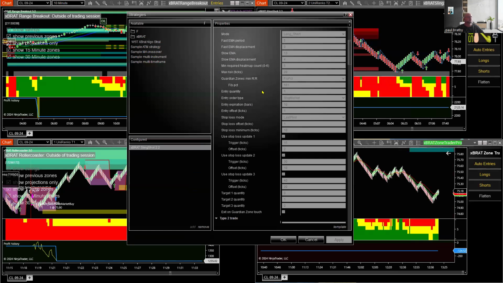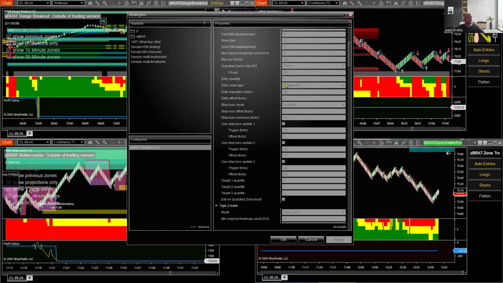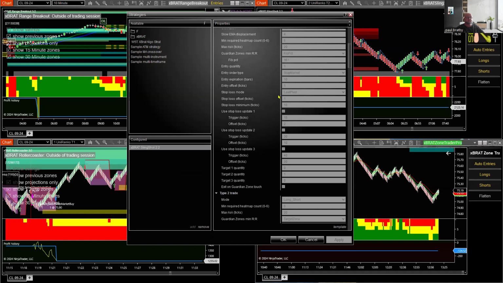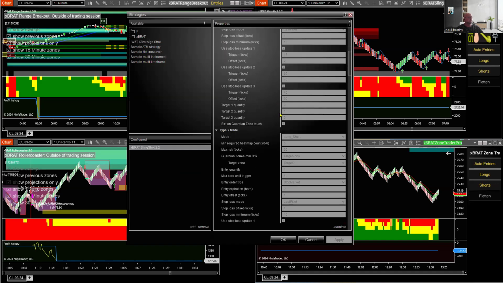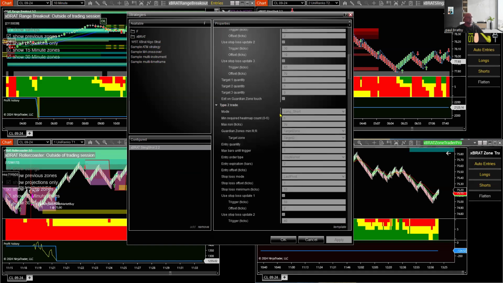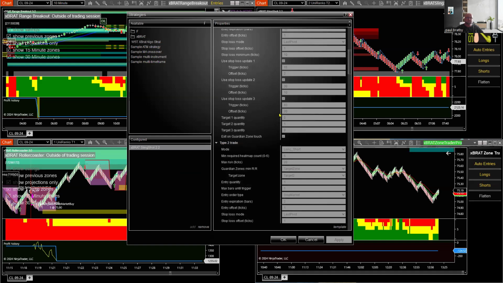Things that change, and they don't change very often, are things like the Guardian zones, risk to reward, that sort of thing. So before you load the new template up, take a screenshot of those, and people share them all the time in the teams. Load the new one up, see where the differences were. It's just a little bit of work, and that's all you have to do.